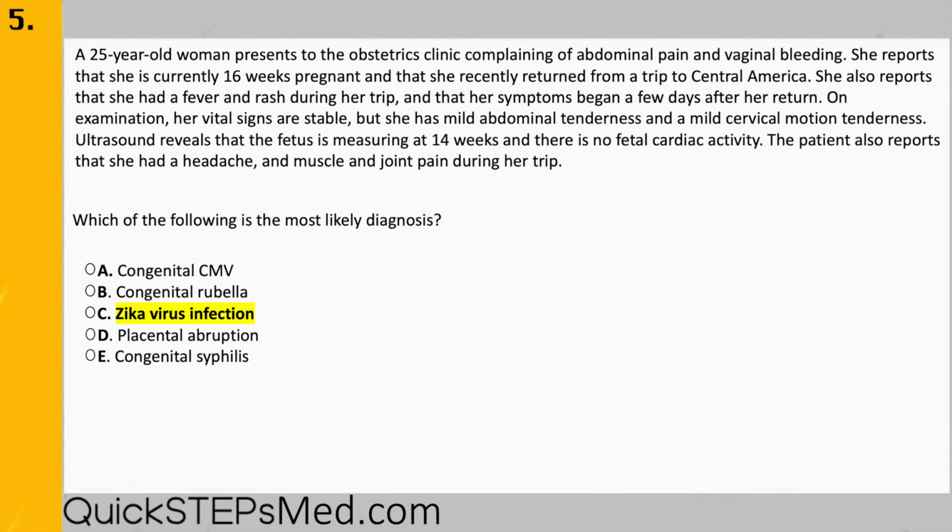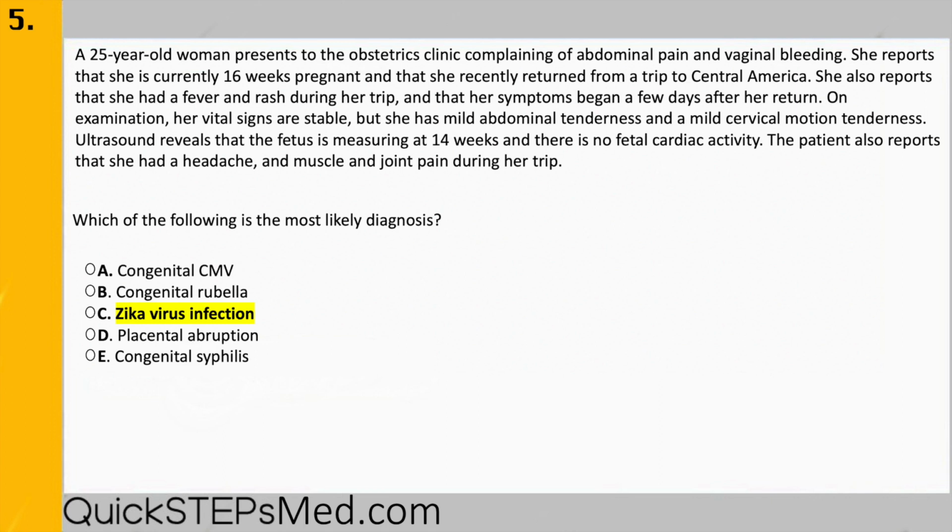Congenital syphilis. A lot of these congenital infections can present similarly. However, with syphilis, you typically don't have fetal demise. It would usually be born with Hutchinson teeth or those saber shins, right? That's what we always hear in those study resources. And those would usually occur a little bit later in pregnancy, but you don't typically see fetal demise. You can see headache, muscle, and joint pain in the mother, but vaginal bleeding is less common. So in this case, Zika virus infection is the best choice here.